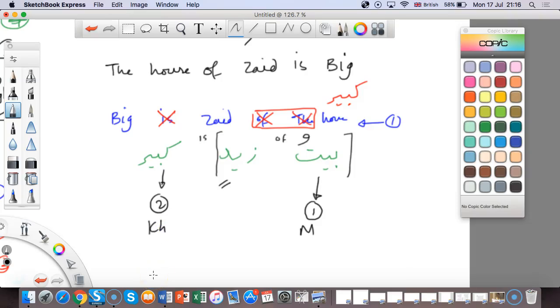What vowel does a mubtada take? Dhamma. What vowel does a khabar take? Dhamma. Make sense? Why do you give bait only a single dhamma though? Because it's the first word of the "of" rule. Shabash. How about the Kabir? Kabir, second word of the "is" rule. Double dhamma. So it takes dhamma, but in this case, how many dhammas are you going to give Kabir? 2. Why double? Because there's no al.